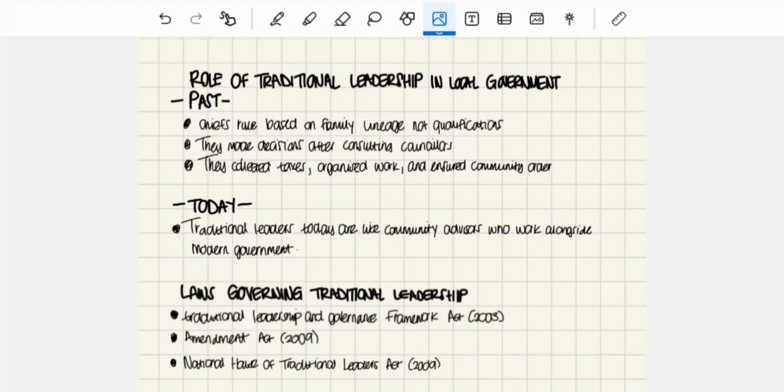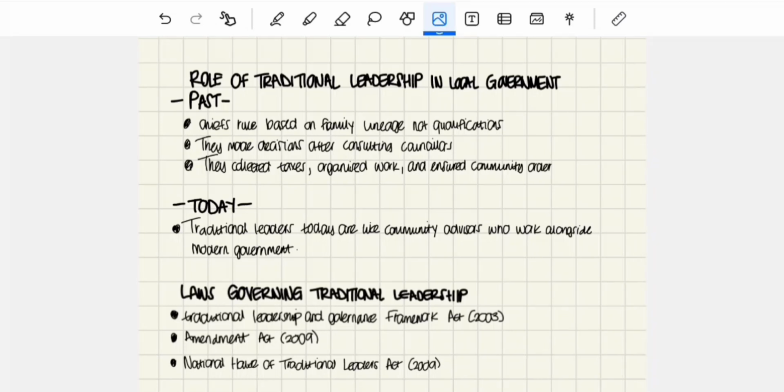Okay, then laws governing traditional leadership. The Traditional Leadership and Governance Framework Act of 2003 sets out national rules for how traditional leaders fit into modern democracy. We have the Amendment Act of 2009, which adds rules for how leaders are elected. And then the National House of Traditional Leaders Act of 2009, which explains the structure of traditional houses and requires one third women.